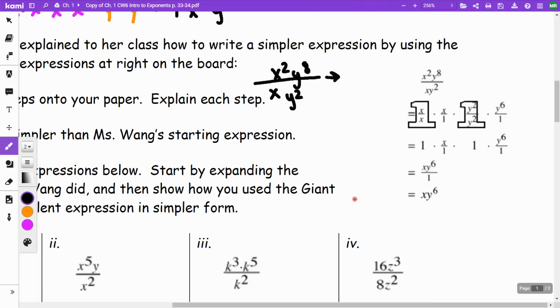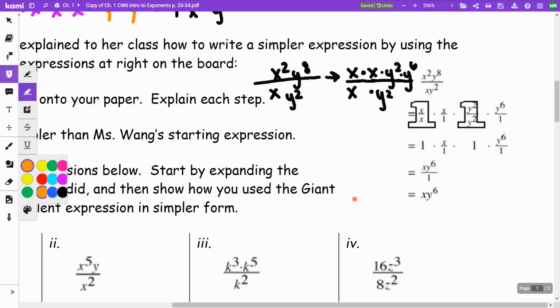So in terms of the x, she did an x over x, but on top, I still had one x left over. And then the y's, I have 2 on top and bottom that I can cancel. So she rewrote 1 as a y to the second. And then we were left with a y to the 6, sorry. And on bottom, we had a y to the second. So this right here is really my x to the second. This right here is really my y to the 8th.